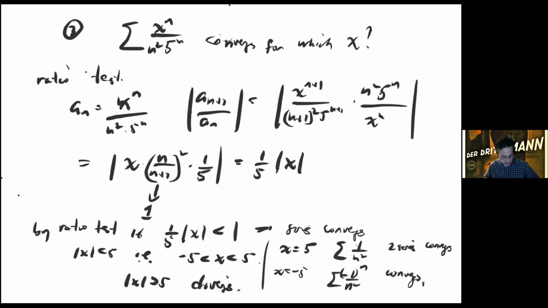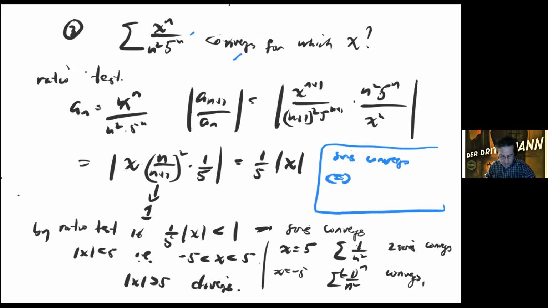Okay, so the final answer to this question, and I'll do it in a different color: the series converges if and only if -5 is less than or equal to x is less than or equal to 5. That is the final answer to problem number 3.